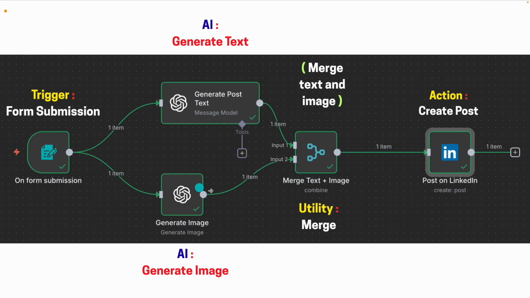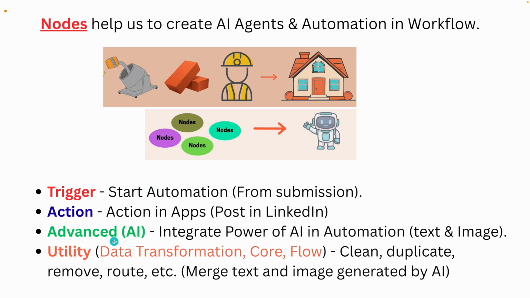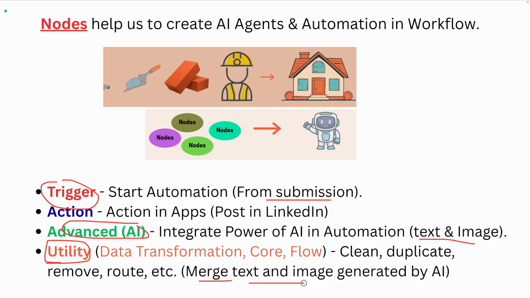So what we are going to use is the merge node. If you notice carefully, we have used a trigger node and we have used an AI node. We used the trigger to generate the form, and AI to generate the text and image. Now, guys, we are going to use a utility node, and remember, a utility node is helpful if you want to play with the data. So the utility node helps us to merge the text and image generated by the AI.